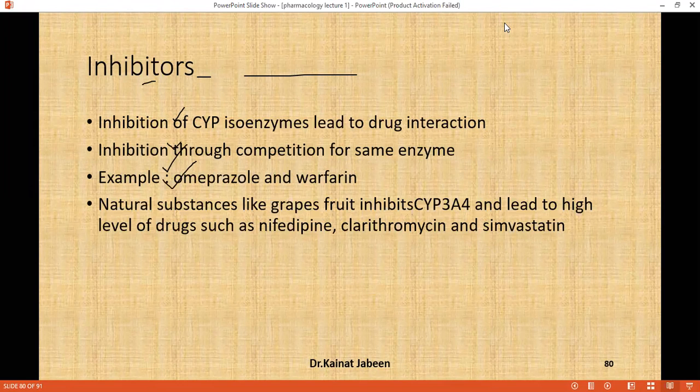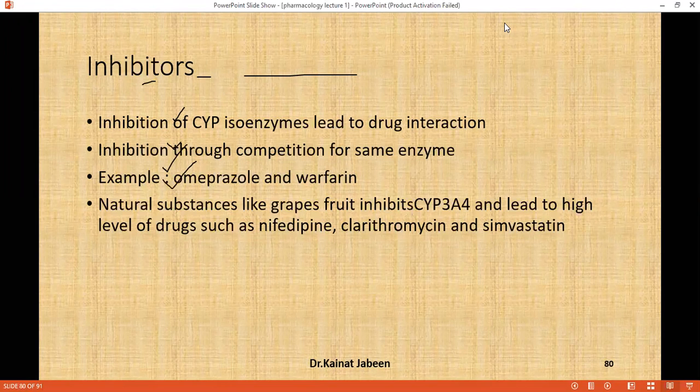Inhibitors of CYP isoenzyme lead to drug interaction. Inhibition happens through competition for the same enzyme. For example, if there are two drugs, omeprazole and warfarin, they both need the same enzyme for metabolism. So what is going to happen? Omeprazole is going to act on the specific CYP isoenzyme. Now there is no free enzyme for the conversion of warfarin into its metabolites. So warfarin level is going to increase, and we all know that warfarin is used as an anticoagulant drug. If the warfarin level increases and it is not metabolized, then it can cause bleeding.